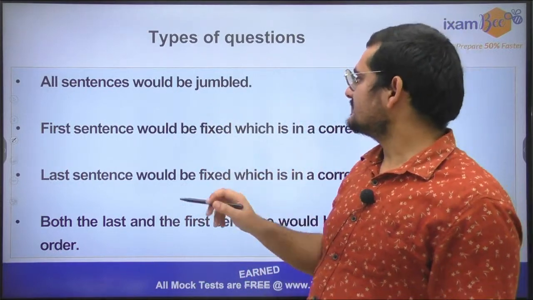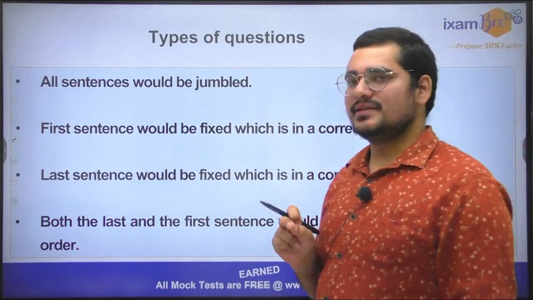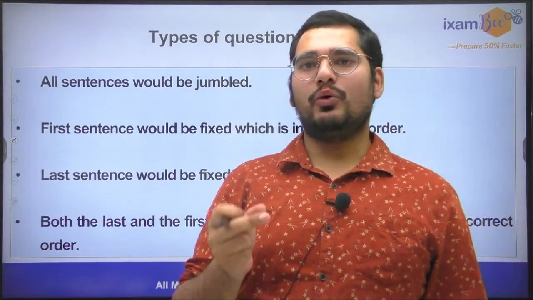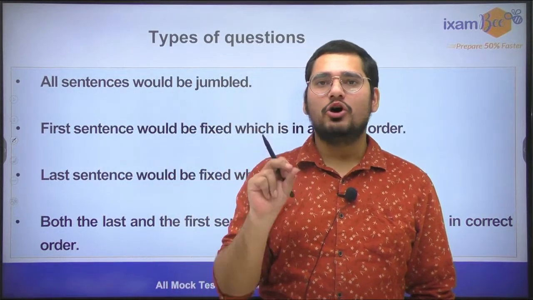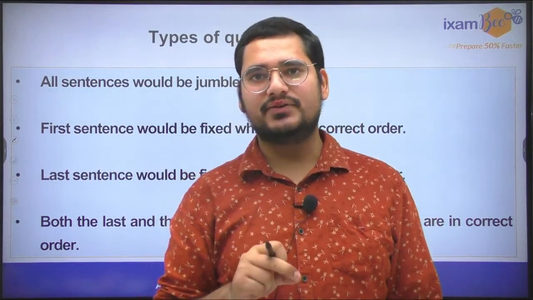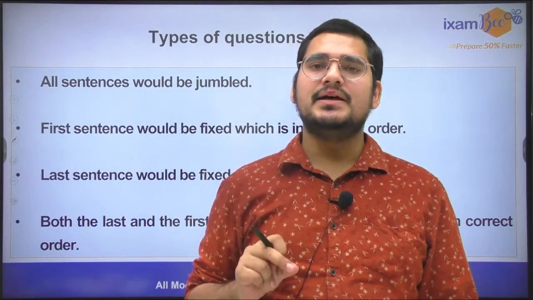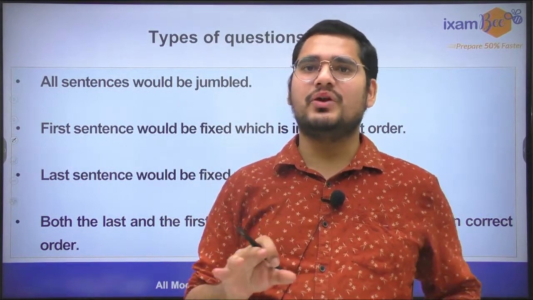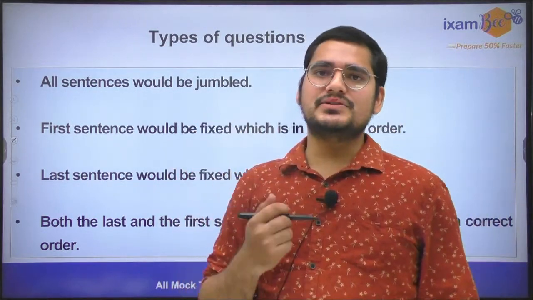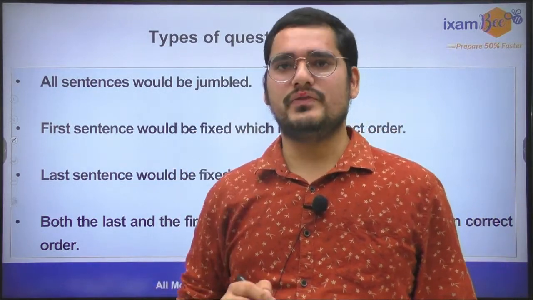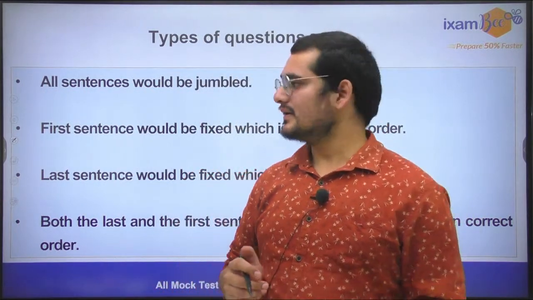Then second, the first sentence would be fixed, which is in a correct order. In this type of question, you may already have a fixed sentence in the beginning of the paragraph, where that sentence is already in a correct form, right? Correct form means a correct sequence, a correct order, so that sentence would be already fixed. You don't have to change it. ठीक है, आपको उसको क्या करना है, उसको छेड़ना नहीं है, लेकिन आपको क्या करना है, उसके बाद के जो sentences होंगे, you need to work on that. तो आपको उन sentences पे आपको क्या करना है, काम करना है. ठीक है?